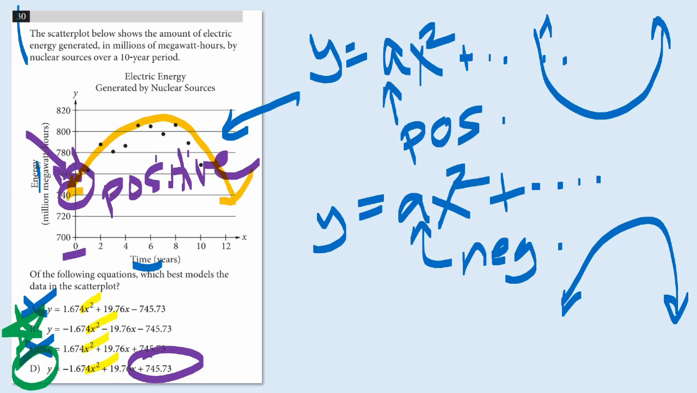So you'll see here that we didn't have to do much algebra. All we had to do was analyze the shape, whether it was pointing up or down, and then just analyze the y-intercept about whether it was positive or negative. And we immediately got the answer.